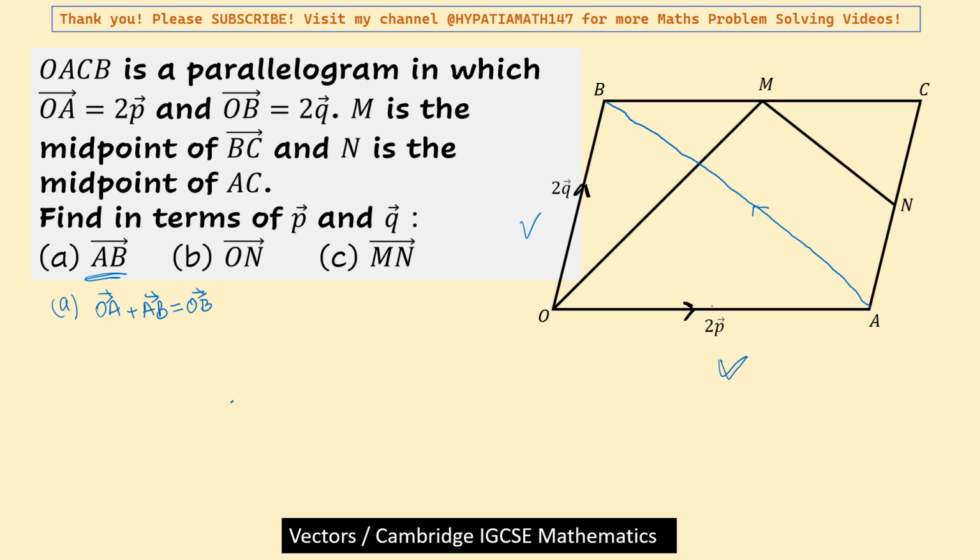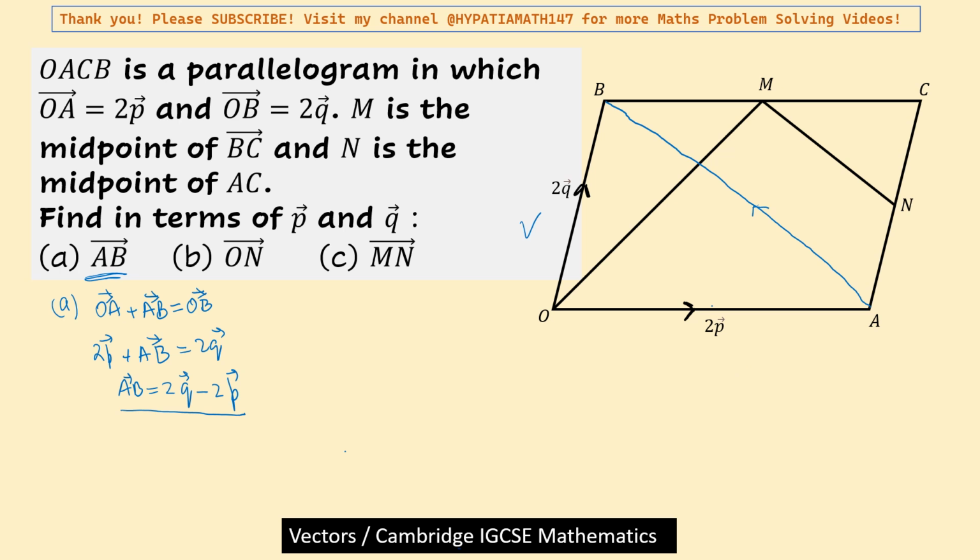So we put in the values: OA is 2P, so 2P plus AB is equal to OB. OB is 2Q. So then AB should be equal to twice of Q minus twice of P. So we have AB now.